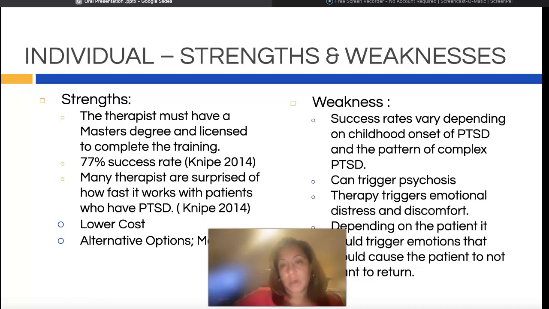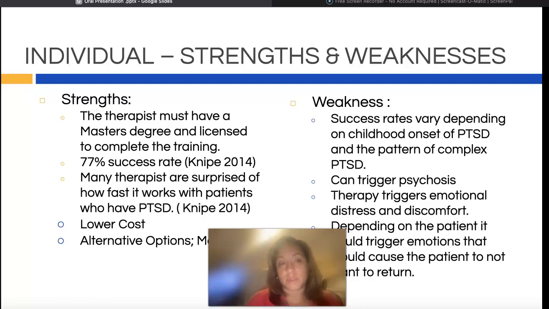The weaknesses are it varies depending on the onset of it and a pattern of complex PTSD. So if you're doing it with a patient and they're working through this experience, and then say Sarah goes to school and experiences sexual abuse, now she's associating school with trauma, and she may not disclose that. So there's also some factors that may not be controllable unless it's occurring in a more controlled environment, like an inpatient setting. It can also trigger psychosis.